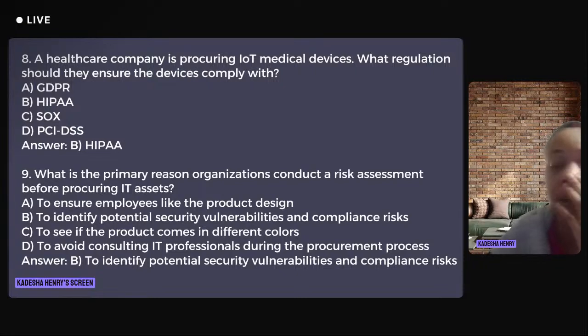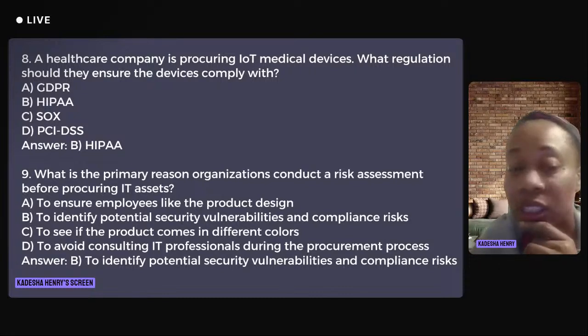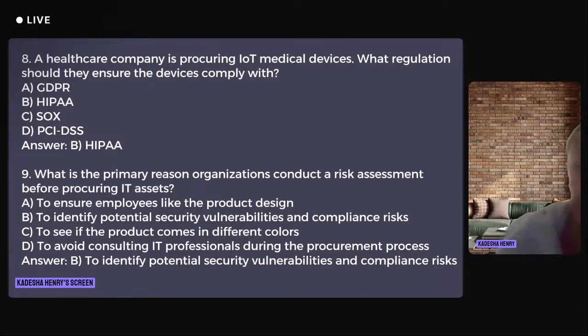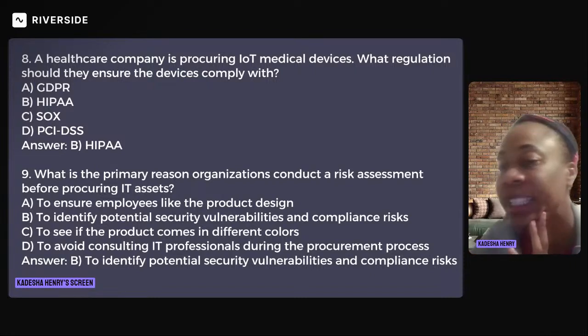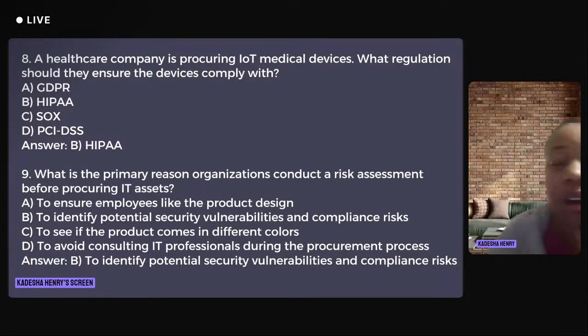Okay, do you understand that concept that they must be following the HIPAA rule? Because this has to do with hospitals. If it was a card company, then we would say it's PCI DSS. They are the regulatory body for the financial card industry, right?